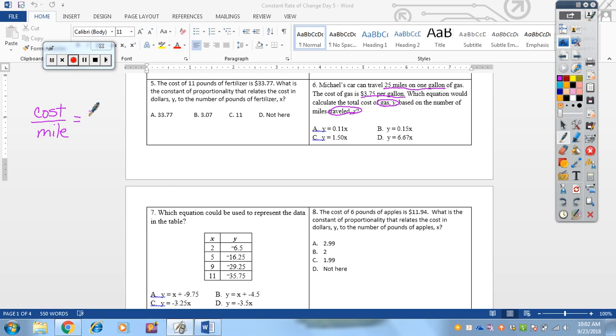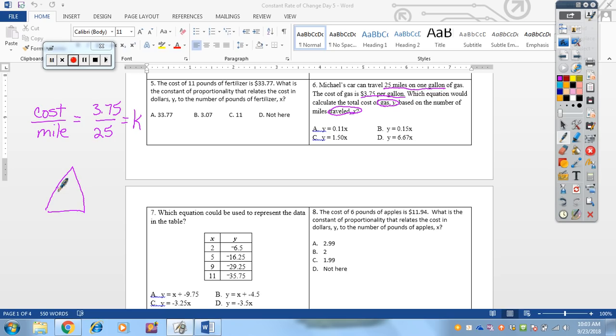Okay, how much does it cost per mile? Well, our cost is $3.75 per gallon, and we have 25 miles. So how much does it cost to go 1 mile? Well, how much does it cost? We can go 25 miles for $3.75. This is your constant. And remember our triangle. Oops, now I even got our triangle wrong. Oh my goodness.